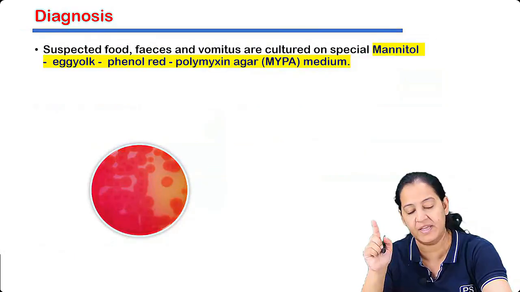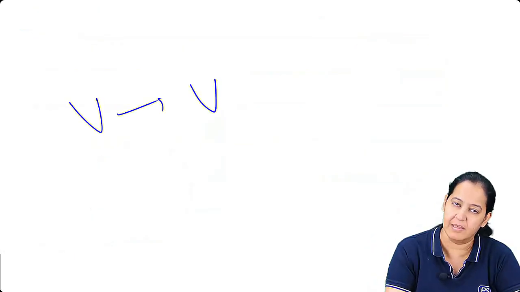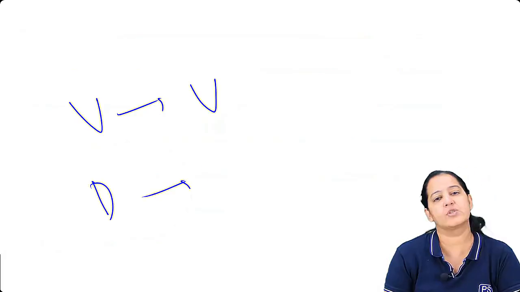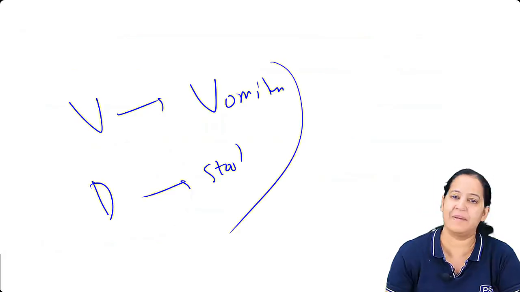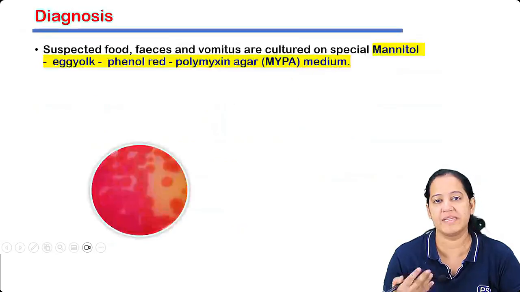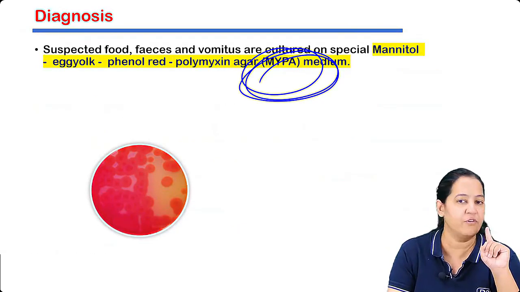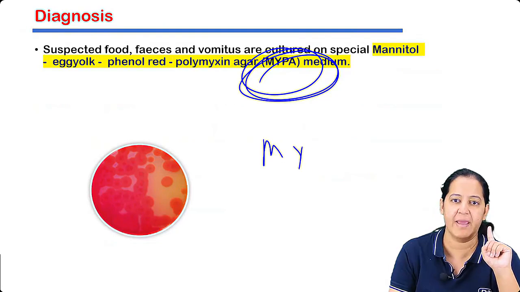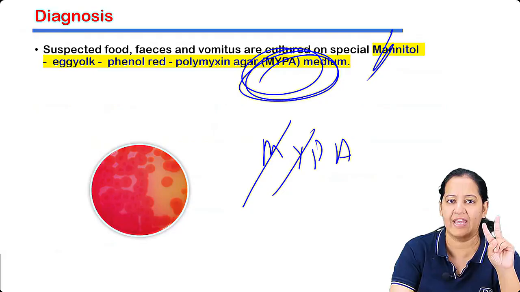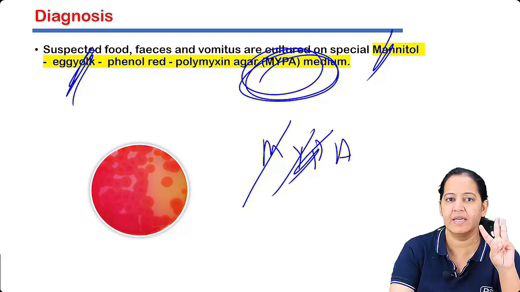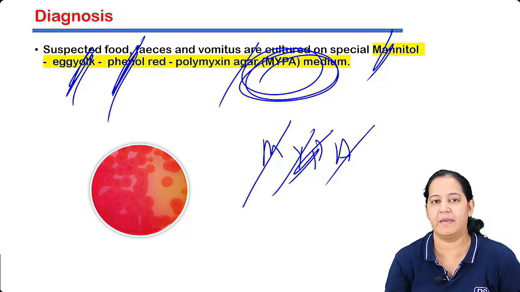What is the selective media? Now, if it is vomiting, take vomitus as the sample. And if it is diarrhea, take stool as a sample. So the sample can be anything depending on which type of food poisoning it is. The selective media is MYPA. What is the full form of MYPA? M for mannitol, Y for egg yolk, P is phenol red, and A is agar.